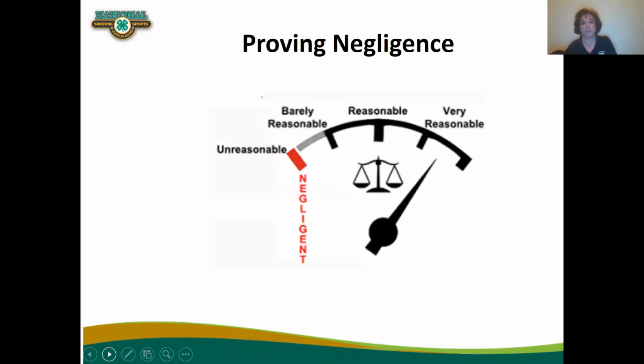So let's think about negligence in another way. Let's think about it as a negligence meter. If your actions would be judged by a jury of your peers as being reasonable to very reasonable, the chances of your actions being in the negligent area of the gauge would be rare. However, if you start flirting around the barely reasonable or unreasonable part of this picture, you might find yourself in the negligent part of the picture. It's not a good place to be.